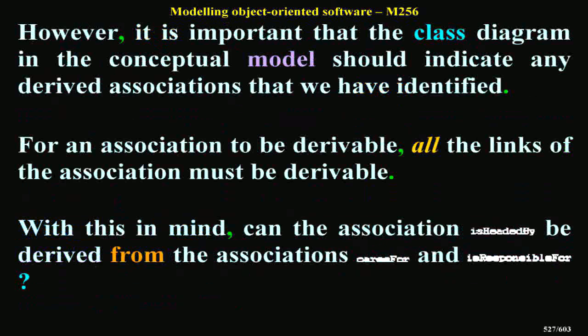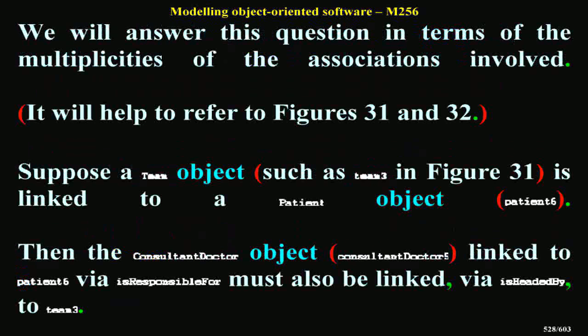However, it is important that the class diagram in the conceptual model should indicate any derived associations that we have identified. For an association to be derivable, all the links of the association must be derivable. With this in mind, can the association be derived from the other two associations? We will answer this question in terms of the multiplicities of the associations involved. It will help to refer to figures 31 and 32.